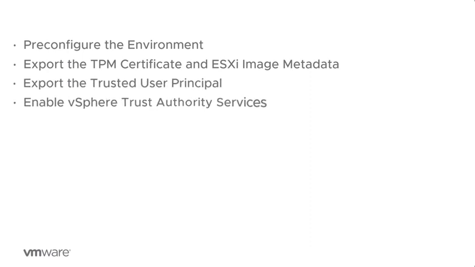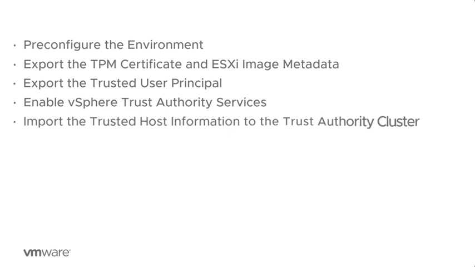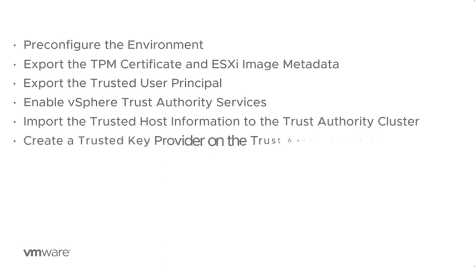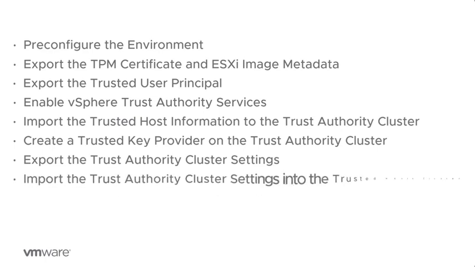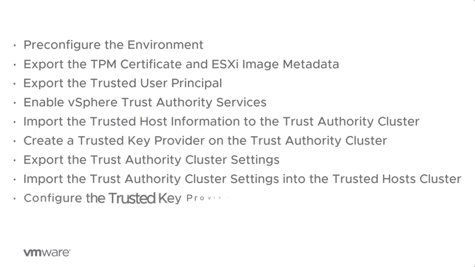Then we will enable vSphere Trust Authority services and import the trusted host information to the Trust Authority cluster. After that, we are going to create a trusted key provider on the Trust Authority cluster. Then we will export the Trust Authority cluster settings and import the Trust Authority cluster settings into the Trusted Host cluster. And finally, we are going to configure the trusted key provider for the trusted hosts.